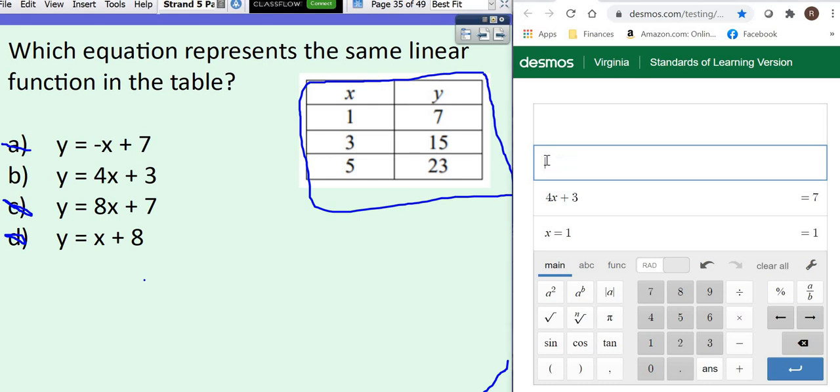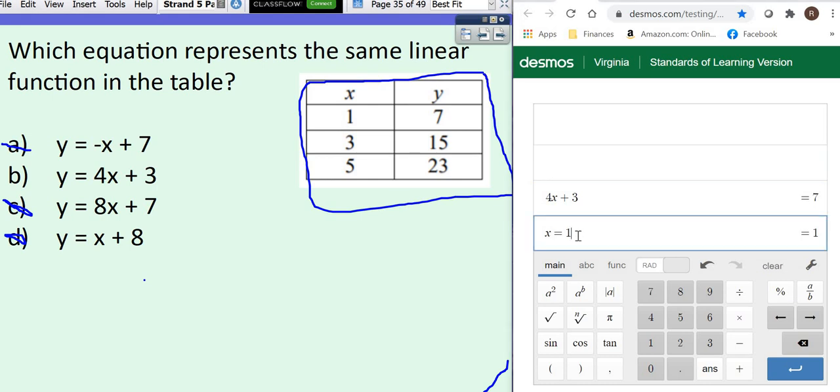But because I'm careful and I don't want to miss anything, I'm going to try my other 2 points. X equals 3 gives me 15. X equals 5 gives me 23. So that means B is definitely my answer. Use graph paper, use Desmos, and you will get every one of these right. I believe it.